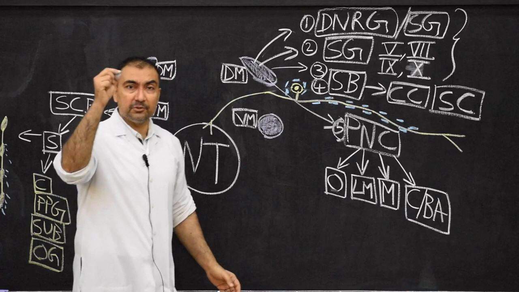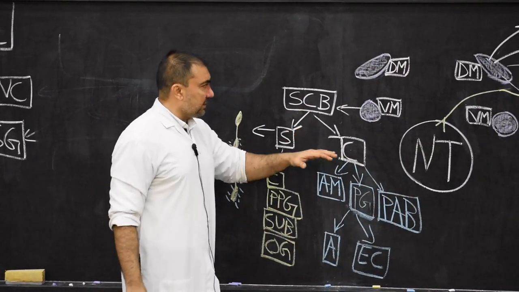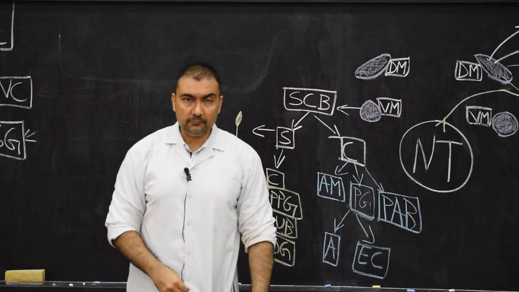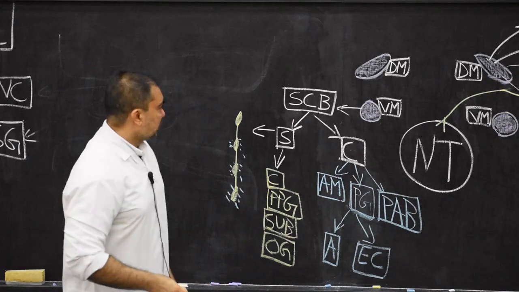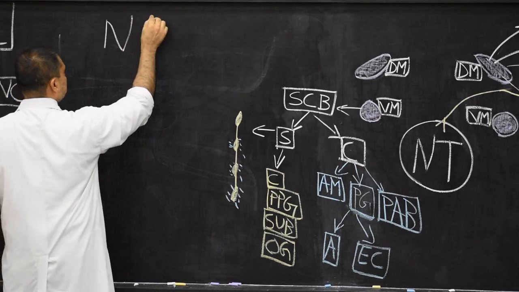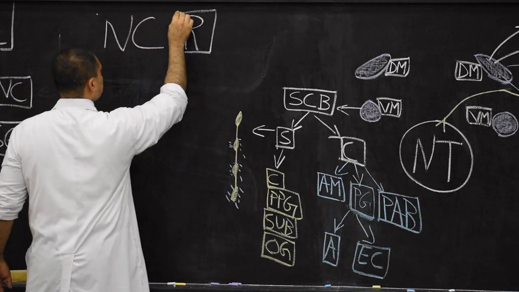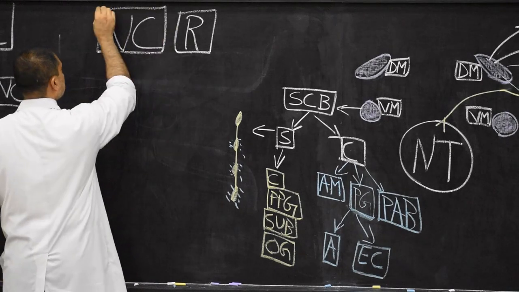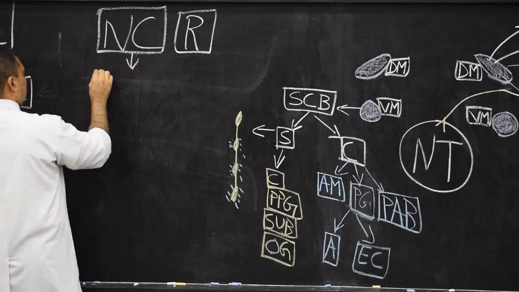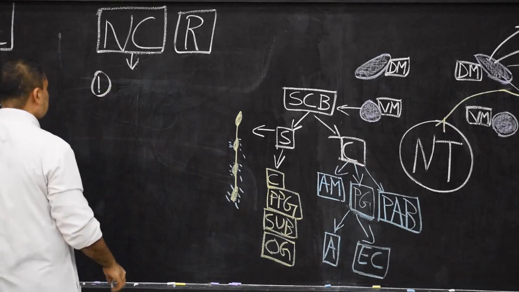Now, we come to the third stage. Still, the derivatives are not over. The third stage will be the entire neural crest in the rostral region. So the entire neural crest in the rostral direction, here I will just mention neural crest, and then I will write here in the rostral direction. So the entire neural crest in the rostral direction will develop into the following. What will they develop into?